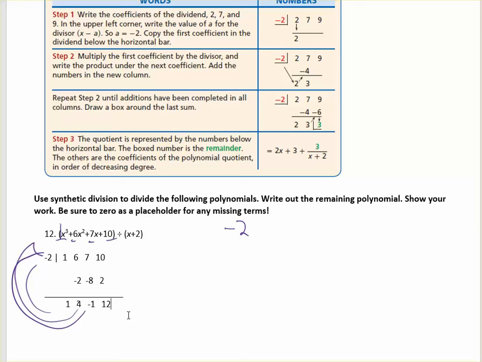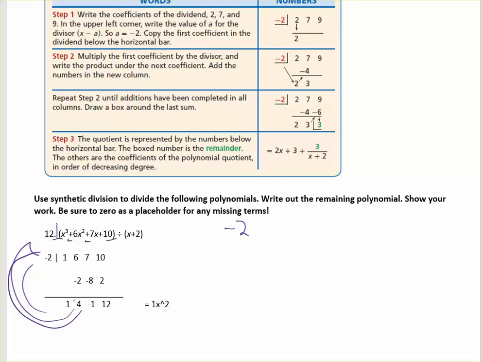Those are the coefficients of the polynomial that we get when we divide these. You have to reduce the exponent on your leading term by 1. So we started with x cubed. We're going to have x squared as our answer. So this will be equal to, use the coefficient that you got first, which was a 1, x squared.